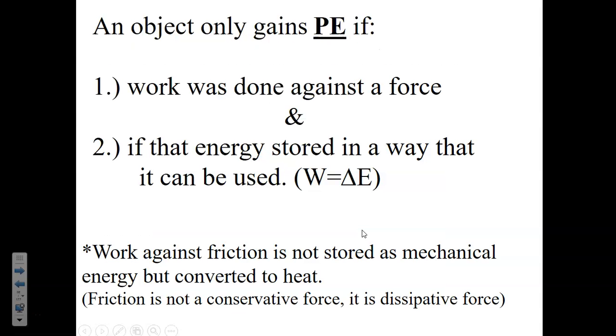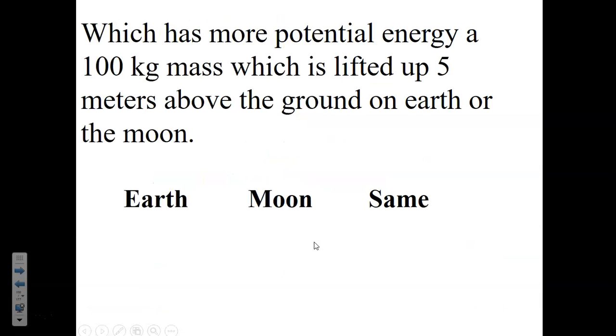So just to keep in mind, an object only gains potential energy if the work was done against a force, and if that energy can be stored in a way that it can be used. Work done against friction is not stored as mechanical energy, but is converted to heat or thermal energy. Probably the more correct way of saying it. So friction is not what's called a conservative force, which means that energy is not conserved when you have friction involved in your system.